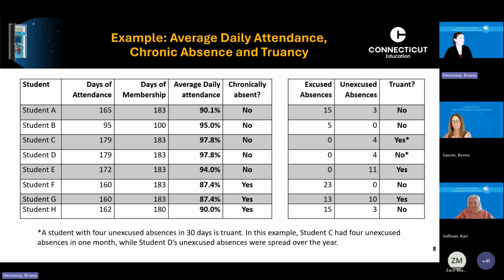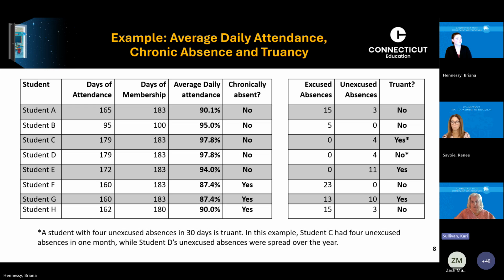Why is student E truant? They have 11 unexcused absences. So the cutoff for truancy is 10. I don't have it in front of me, but if they have 10 unexcused absences in a year, they are considered to be truant.